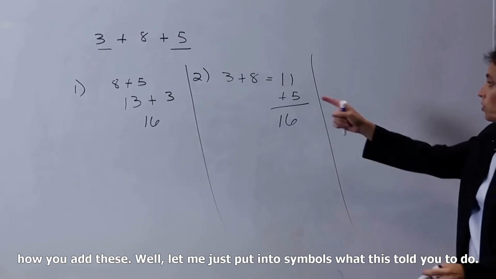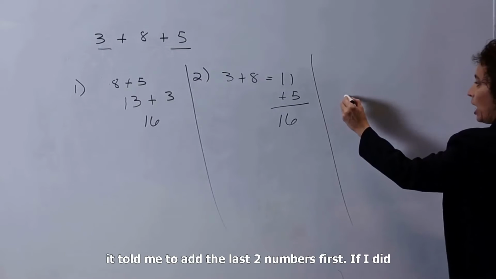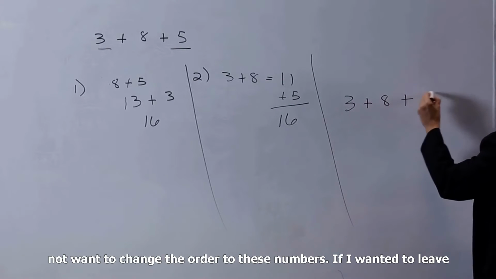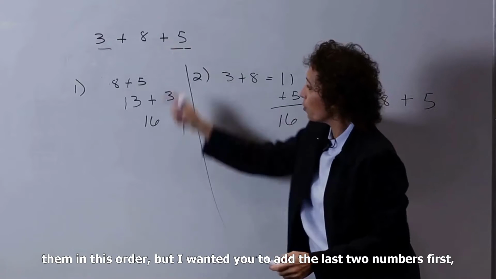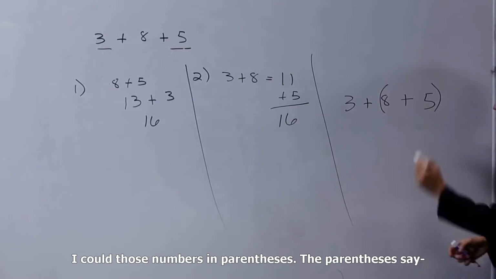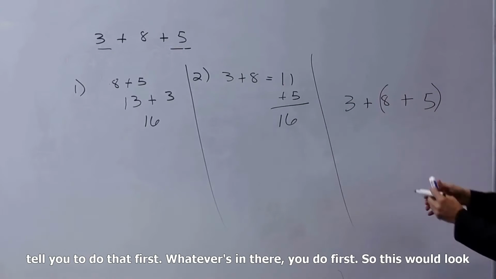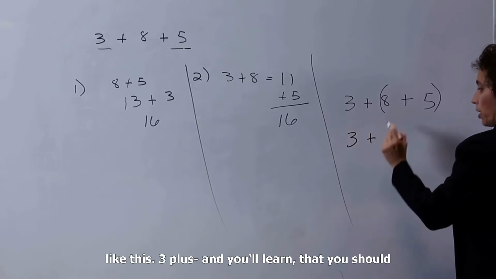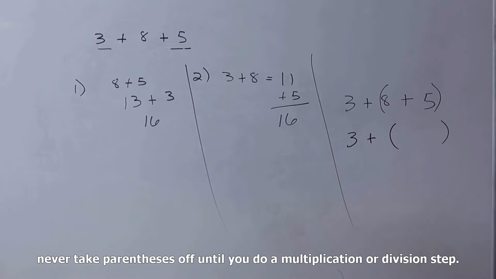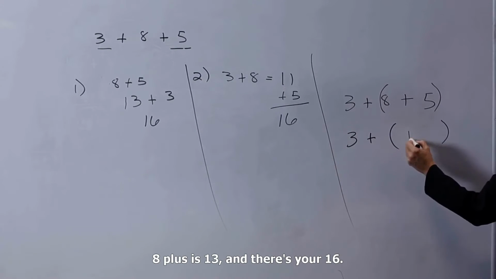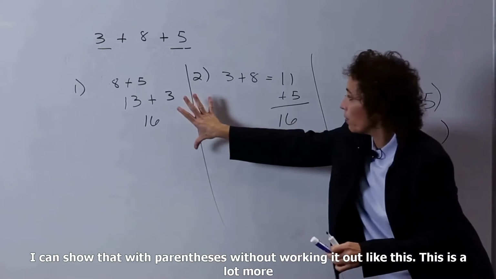Well, let me just put into symbols what this told you to do. It told me to add the last two numbers first. If I did not want to change the order of these numbers, if I wanted to leave them in this order, but I wanted you to add the last two numbers first, I could put those numbers in parentheses. The parentheses tell you to do that first. Whatever's in there, you do first. So this would look like this. 3 plus, and you'll learn that you should never take parentheses off until you do a multiplication or division step. 8 plus 5 is 13, and there's your 16. I can show that with parentheses without working it out like this.